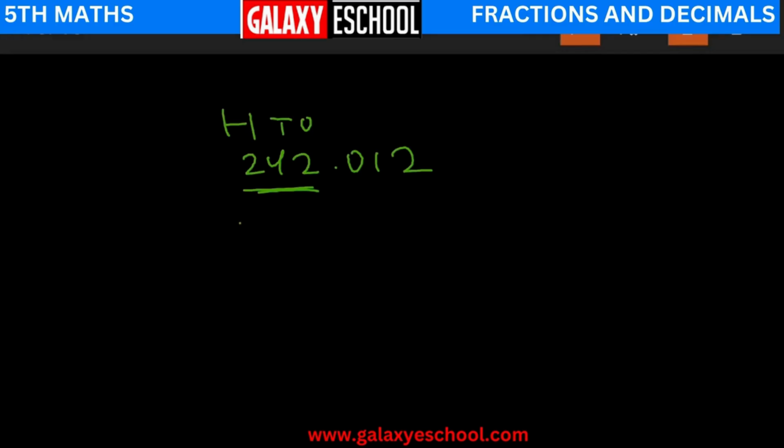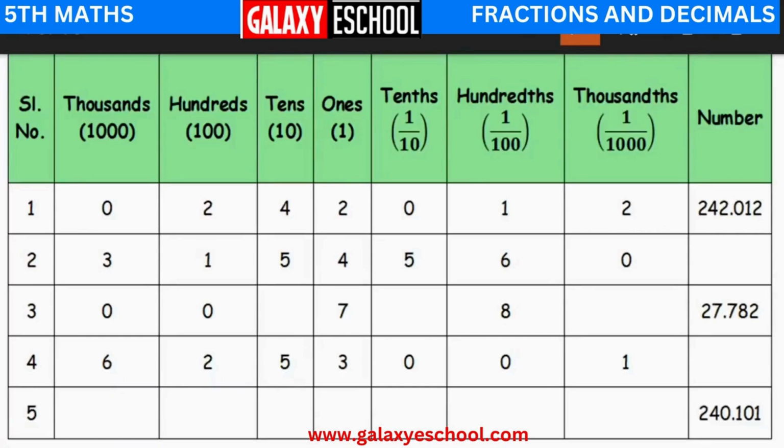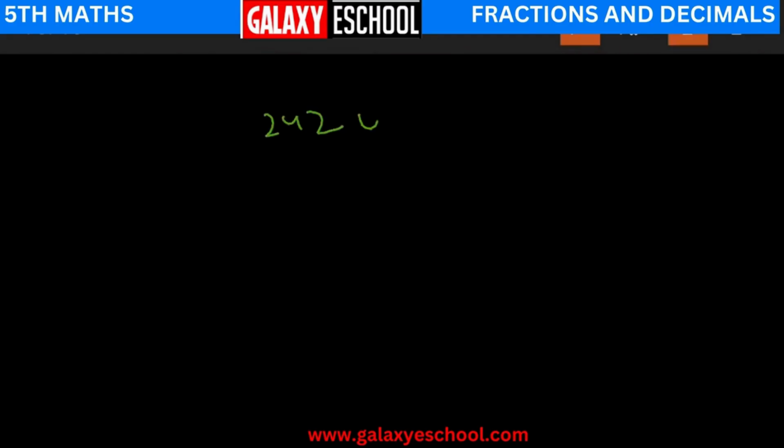Yes children, so this is common, that is normally as we write the place values of numbers, it is the same here, for the digits to the left of the decimal point. Yes, see, we are having hundreds, tens and ones. 2, 4 and 2. This is to the left of the decimal point. Now when we come to the right side of the decimal point, the number here is 242.012. This is hundreds, tens and ones.